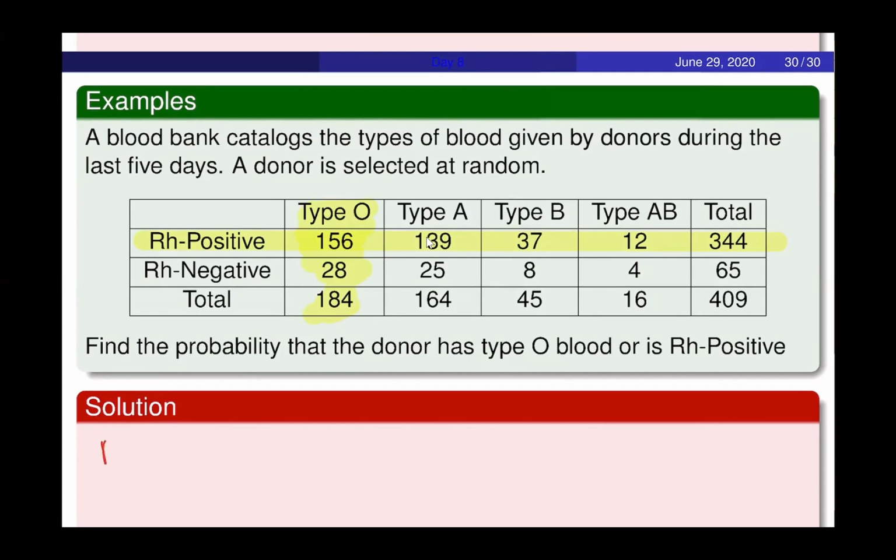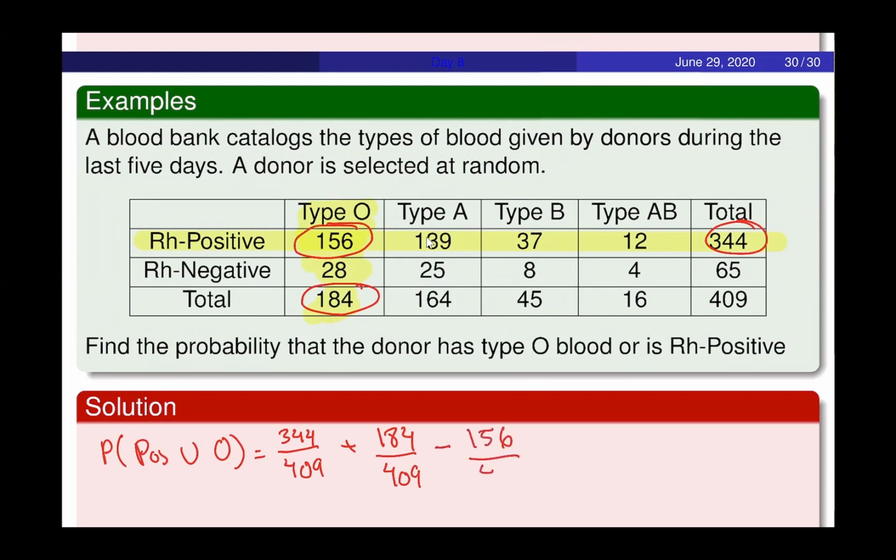So what we have to do, we have to say probability of positive or type O is equal to the probability that they're Rh positive. So that's 344 all over 409. And then you want to add it to the people who are type O blood. So type O blood will be 184 all over 409. And then subtract the overlap. So the overlap is the 156 all over 409.